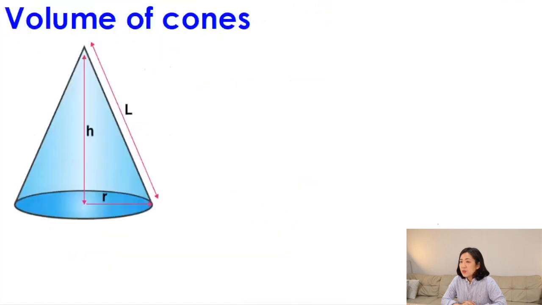Now, let's move on to the volume of a cone. Let's remember the volume of a pyramid, right? We've been talking about the volume of a prism and pyramid before, and you remember how we can link the volume of a pyramid and prism. Yes, a pyramid is always 1/3 of the volume of the prism, right?